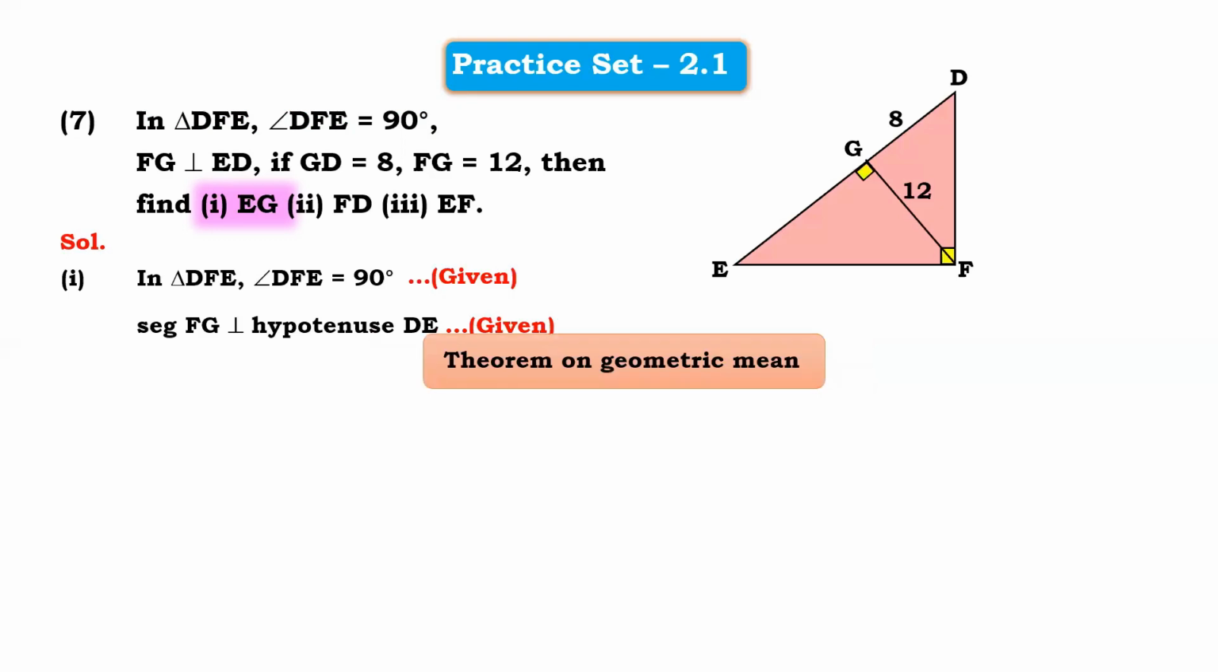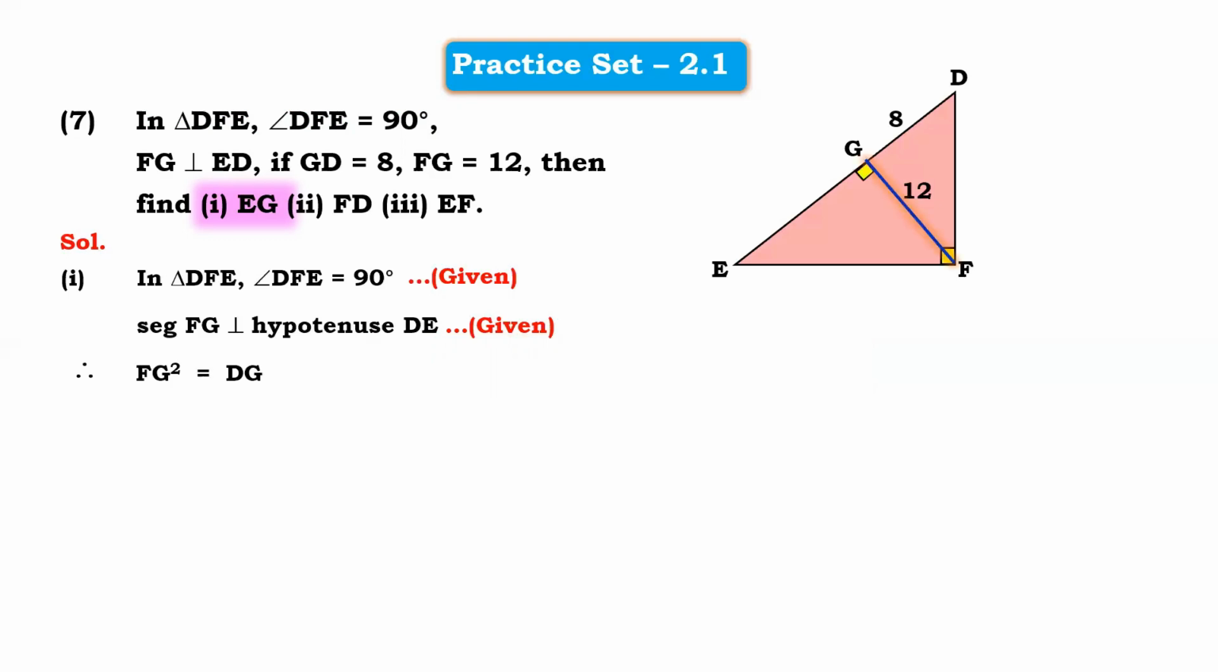So let us apply here. So we all know the square of the perpendicular. So which is the perpendicular here? FG. So FG square is equal to DG into EG, because product is of the divided parts of the hypotenuse. Is it clear? So reason would be theorem of geometric mean. So now we'll substitute the values so that we get the answer for EG.